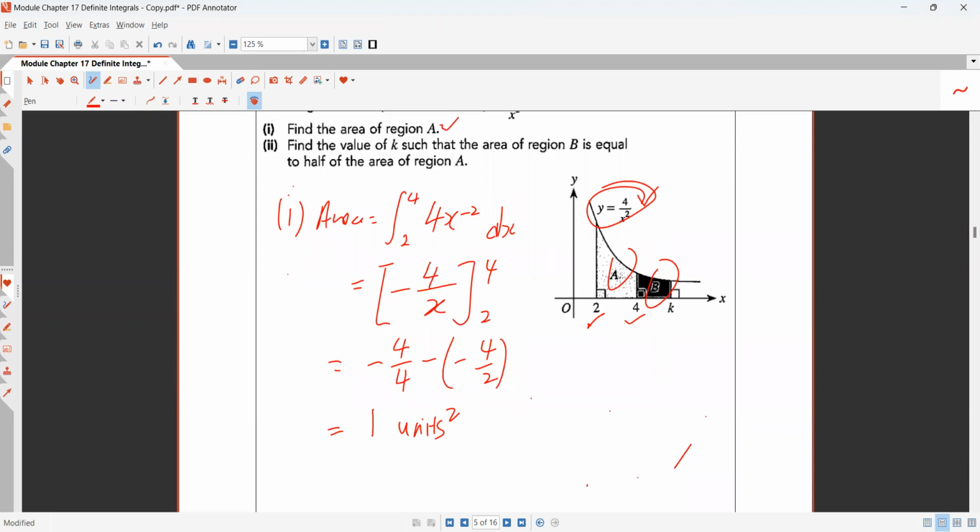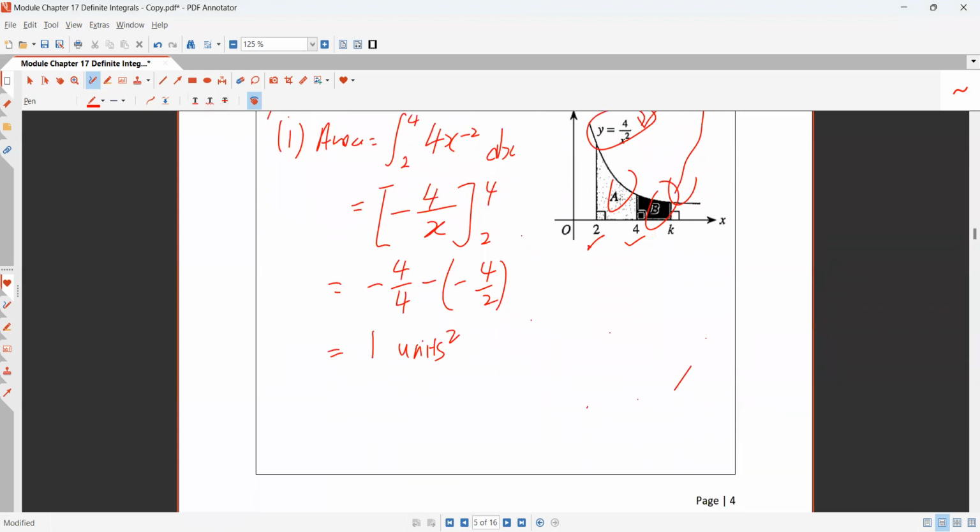Okay, the second part, if you look at number 2: find the value of k such that the area of the region B, so this one, is equal to half of the region A. So if your region A is 1, that means this region B, what is the area? It's only 1 over 2. Meaning that for question number 2, you are given the answer and you need to find what is the value of k, which is the limit. You don't know what k is. K is the x-axis value, until which part? So what you need to do, same thing.